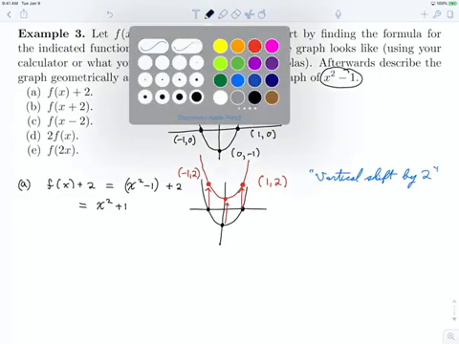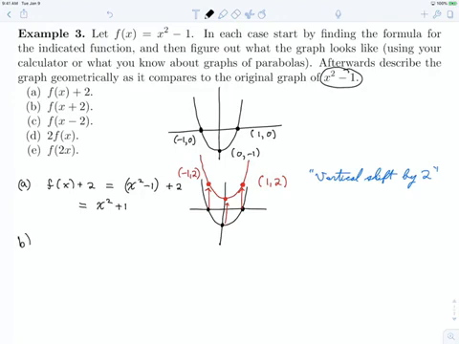Okay, let's go on to part B. Part B, we have f of, and then inside the parentheses, it's x plus 2. So we're changing the inside of the formula. So that'll be (x plus 2) in parentheses squared minus 1. And in this case, it's not really useful to FOIL it out. So I'll just go ahead and tell you in a moment what the graph looks like, and then I'll justify it.